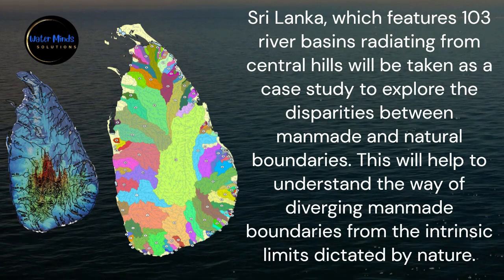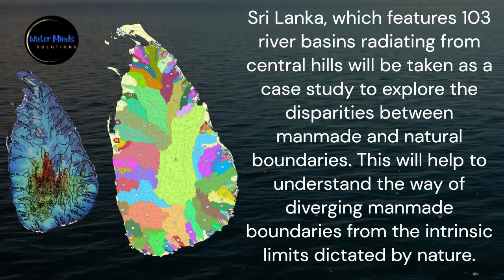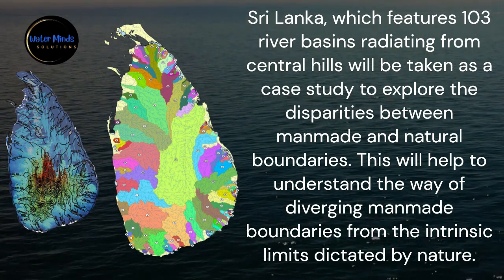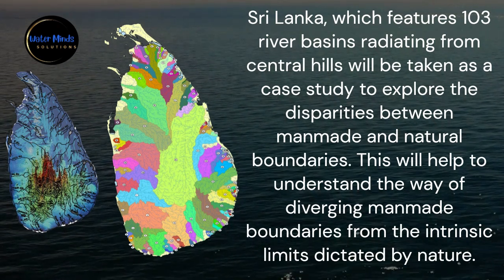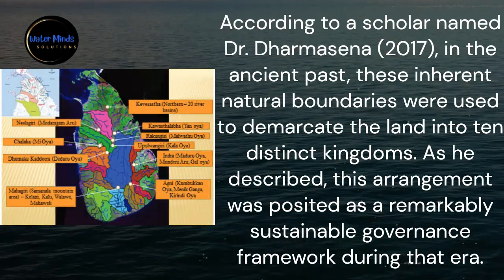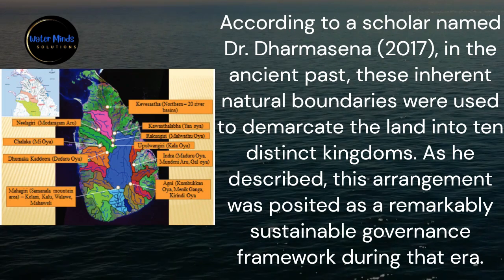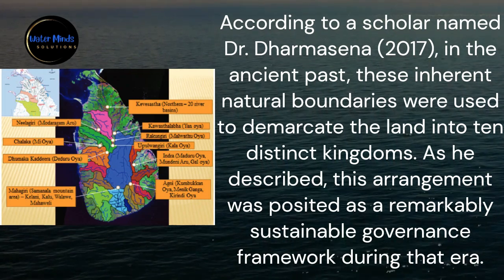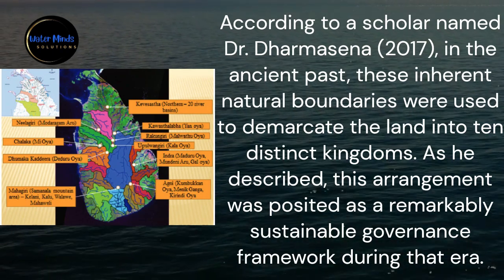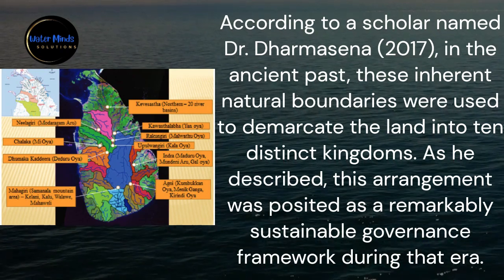Sri Lanka, which features 103 river basins radiating from central hills, will be taken as a case study to explore the disparities between man-made and natural boundaries. This will help to understand the way of diverging man-made boundaries from the intrinsic limits dictated by nature. According to a scholar named Dr. Dharmasena, 2017, in the ancient past, these inherent natural boundaries were used to demarcate the land into 10 distinct kingdoms. As he described, this arrangement was posited as a remarkably sustainable governance framework during that era.